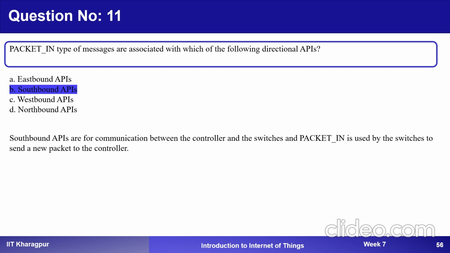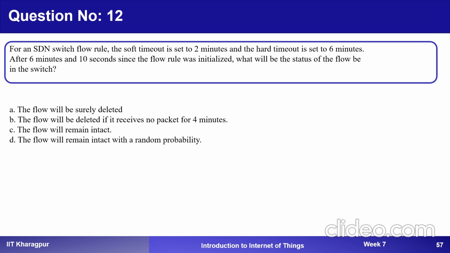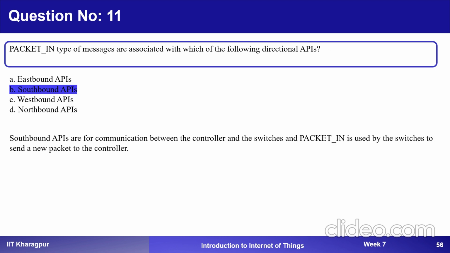So southbound APIs. And ma'am, there were only 3 APIs in this, there wasn't a fourth one. We studied only 3 APIs here, right? The fourth one is fake. A and C are incorrect basically. East westbound APIs is a single one only.